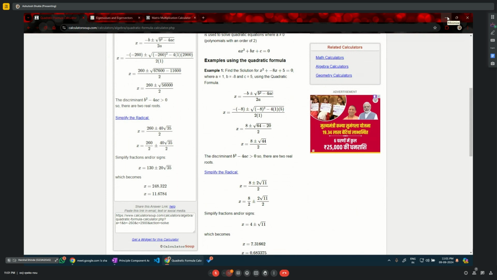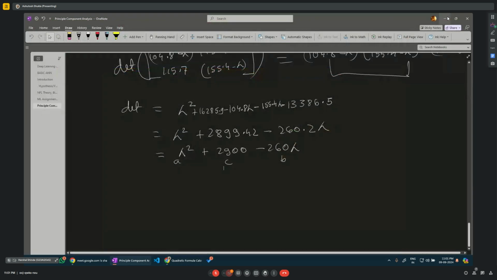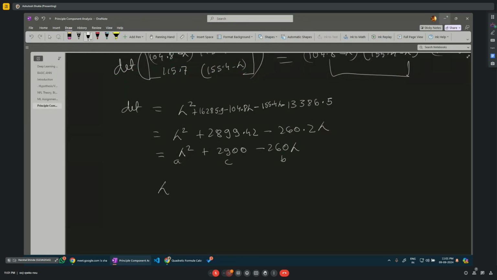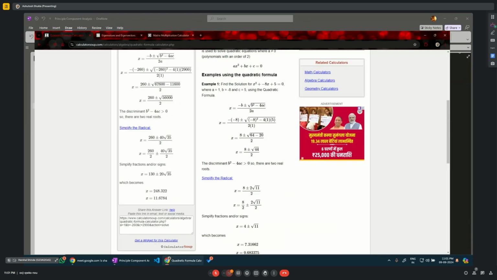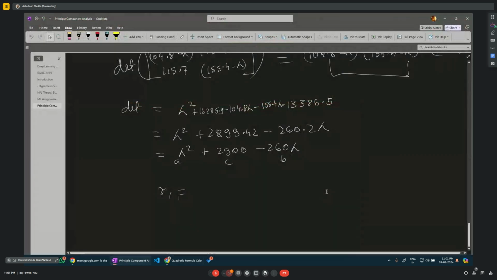So 11.67 and 248.322. So our lambda 1, actually that is just root 1 equals to... I forgot the numbers. My brain isn't working today.